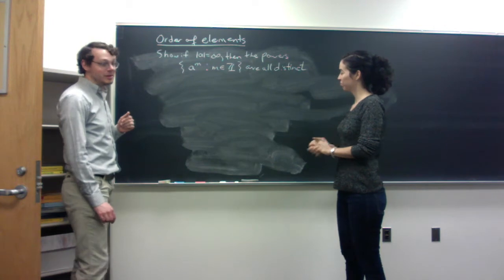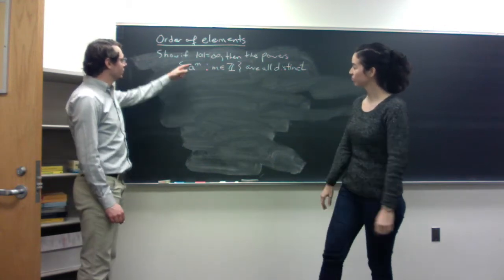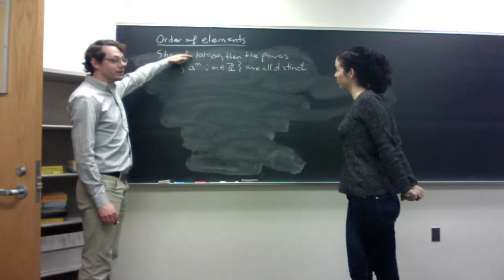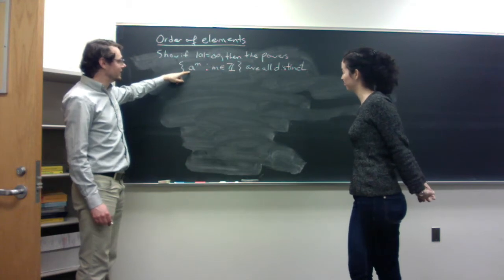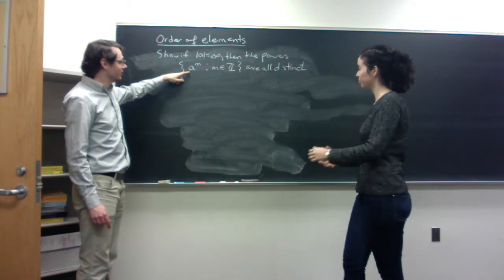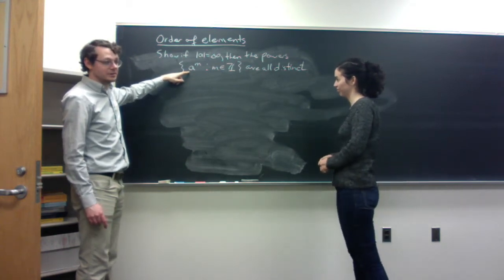So in this problem, we're asked to show that if the order of A is infinite, then if we look at the set of all the powers A to the m for all integers m, these are all distinct elements of the group.